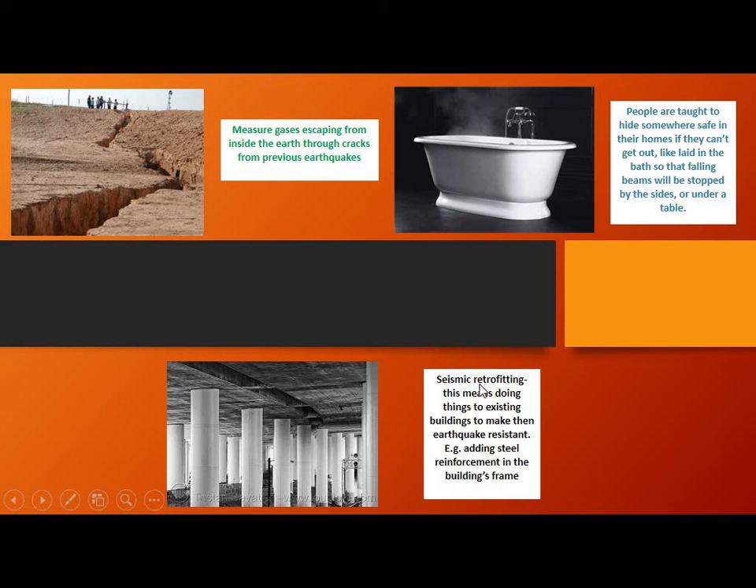And finally, seismic retrofitting. This means doing things to existing buildings to make them earthquake resistant. So it's adding extra steel reinforcements to the building's main frame. They're understanding more about what areas are the most frequent earthquakes, and they can adapt to that by editing and adding things to existing buildings.